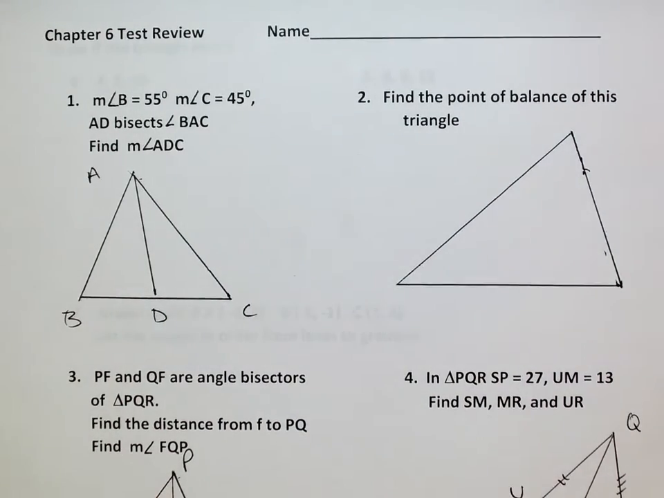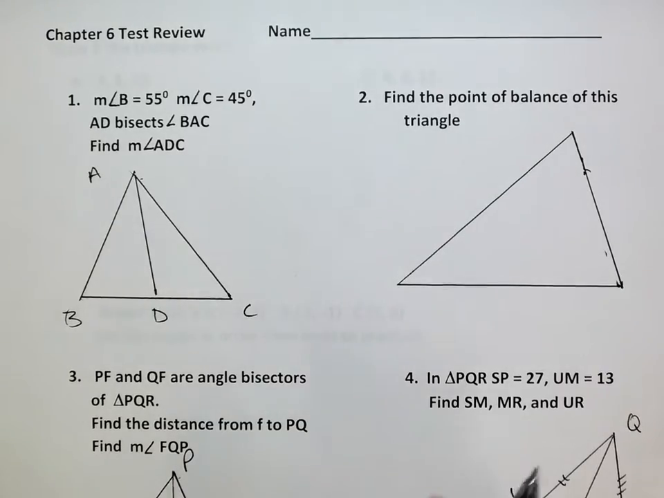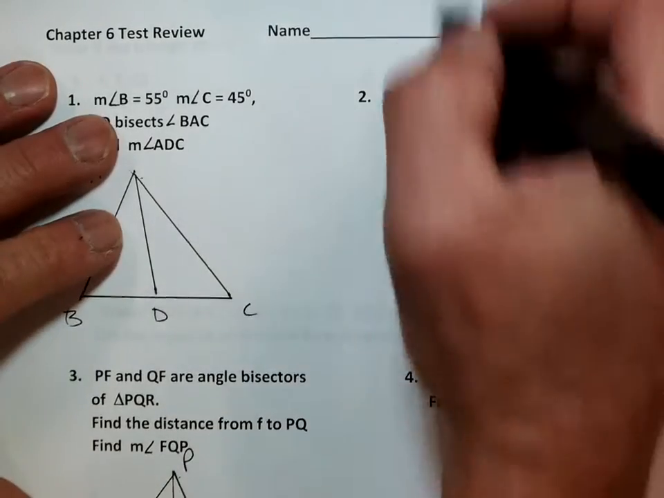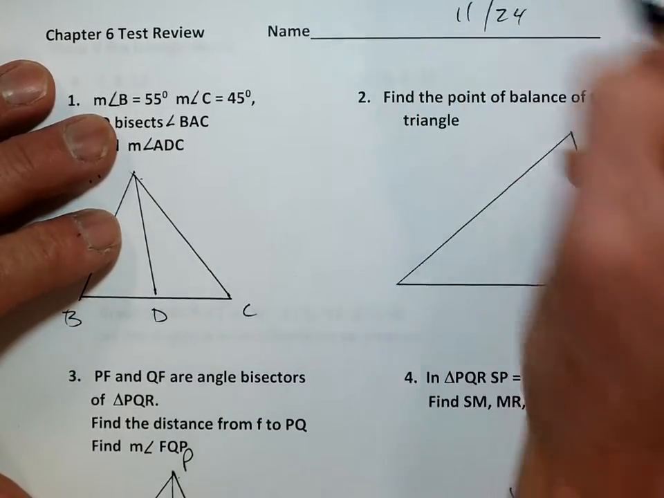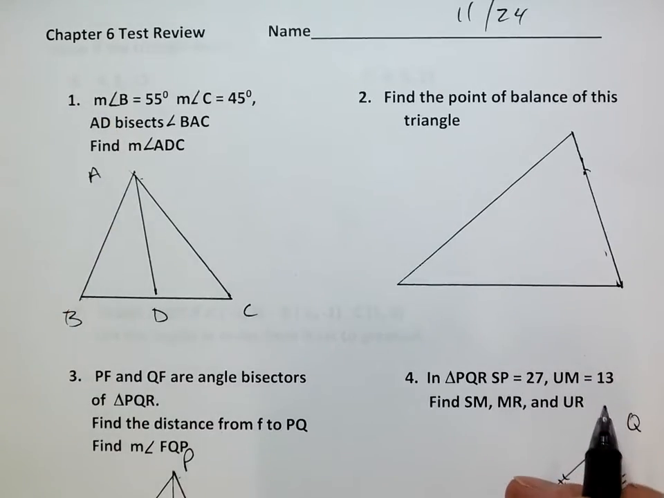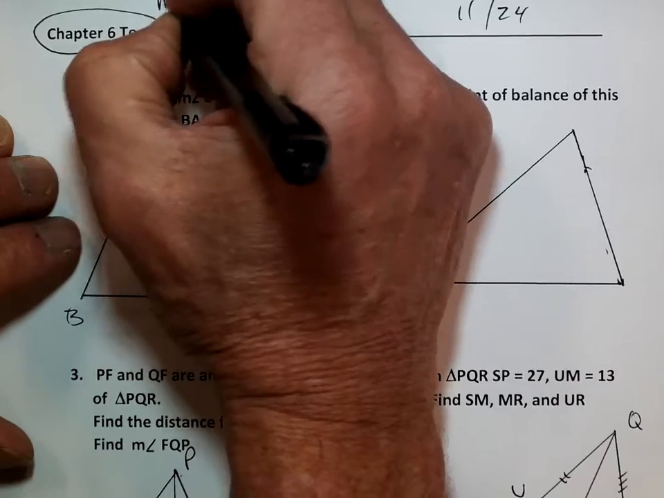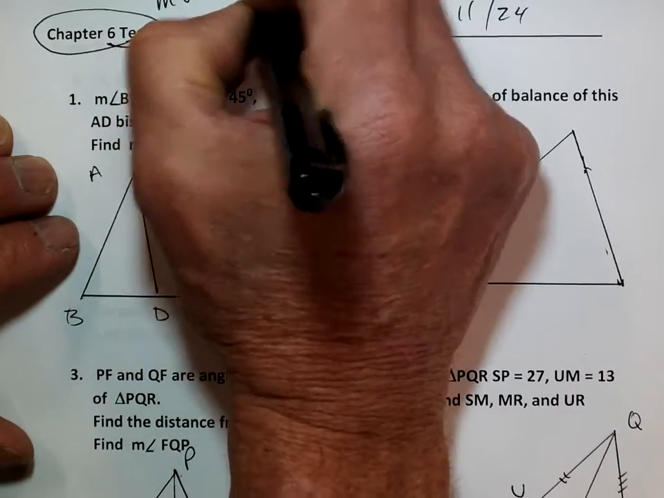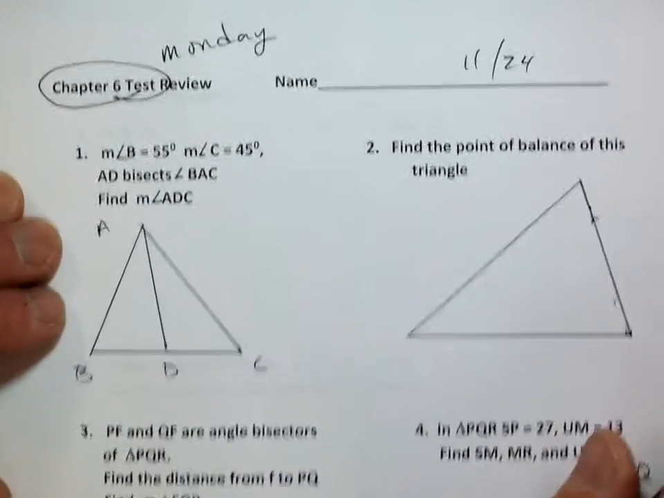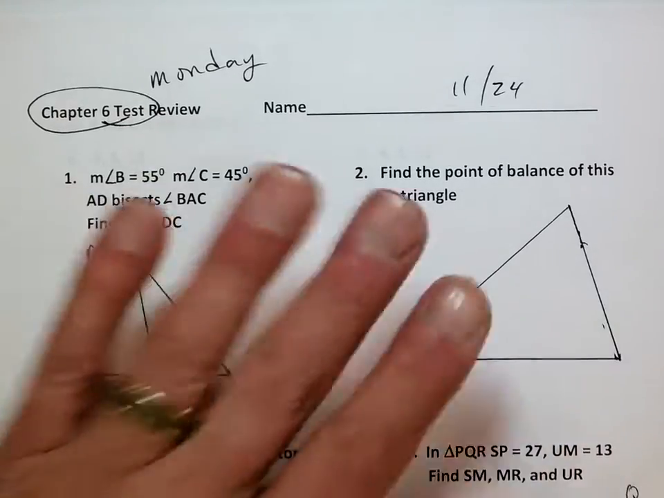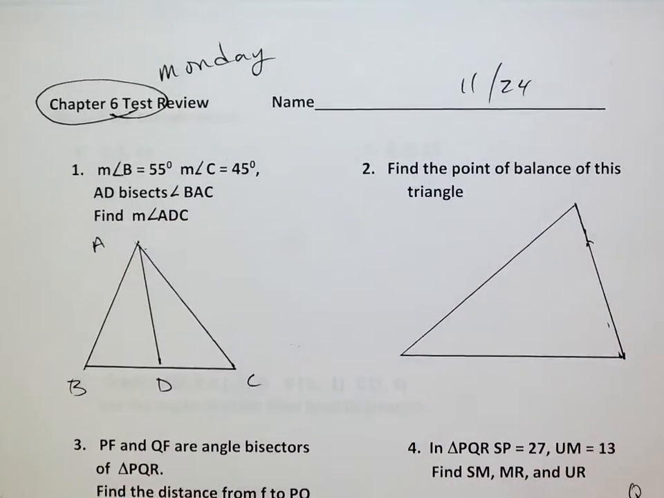Okay, good morning everybody. It is Tuesday, 11:23 or 11:24, right? So here's the deal. We're going to have a Chapter 6 test on Monday when we come back. That's Monday, November 30th. If you do the review, follow the review, you're going to be golden. You're going to know what to do. So let's go through this. I'm going to help you out with this, and this is your homework.